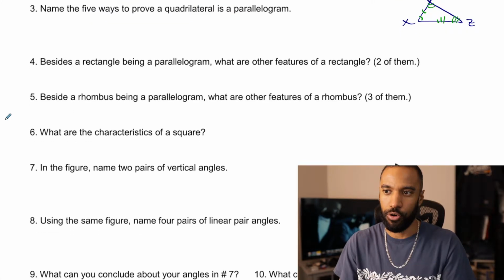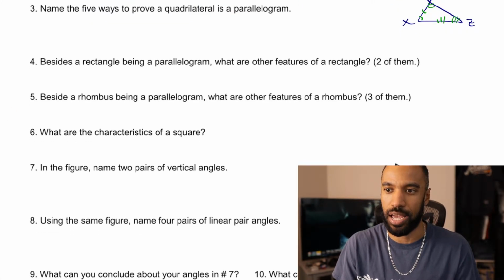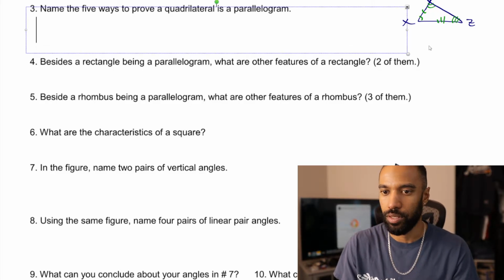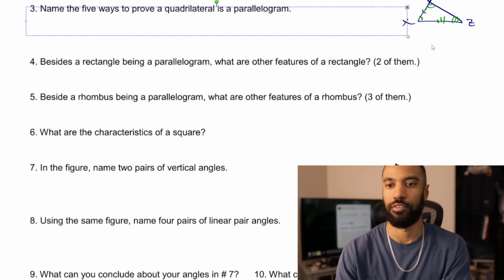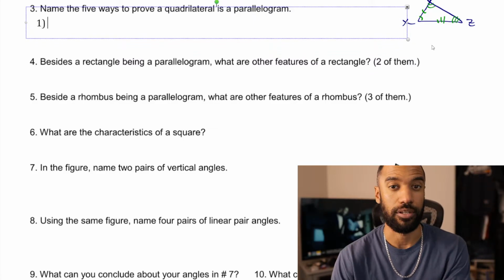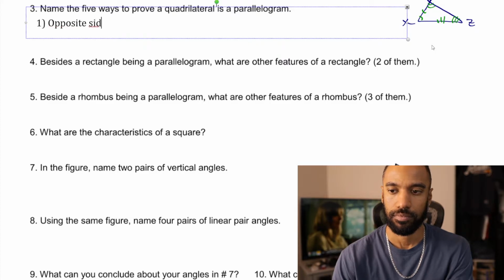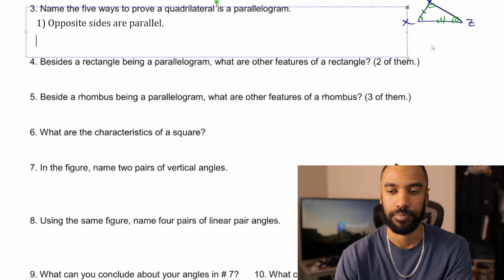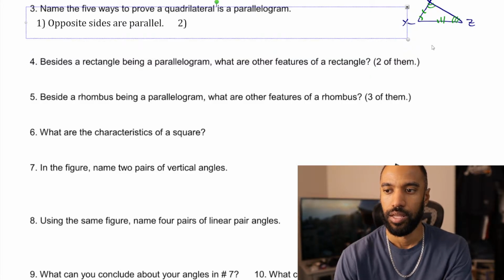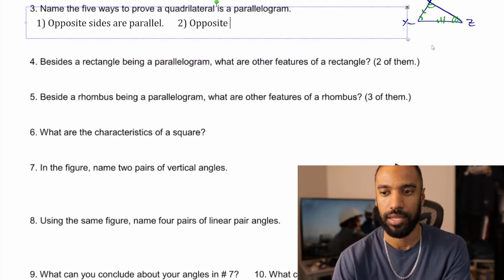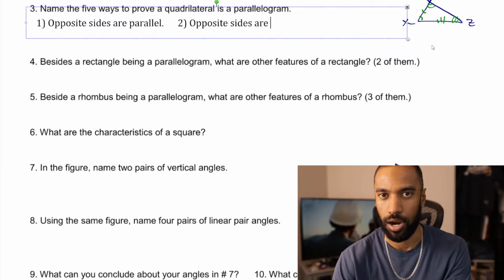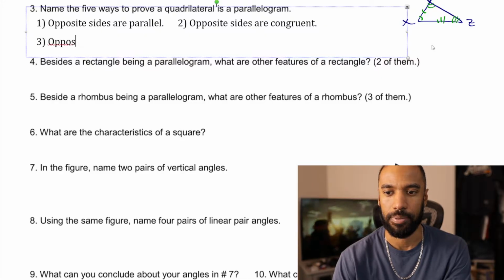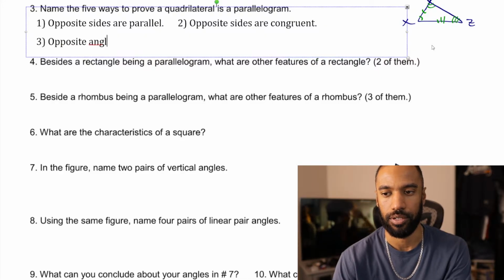Name the 5 ways to prove a quadrilateral is a parallelogram. I'm going to list out these things. I'm going to type them out for you. Okay. So the first one, and this is the definition of a parallelogram: opposite sides of a parallelogram are parallel. The second thing is, and this is a property, opposite sides of a parallelogram are congruent. The third thing is opposite angles in a parallelogram are congruent.